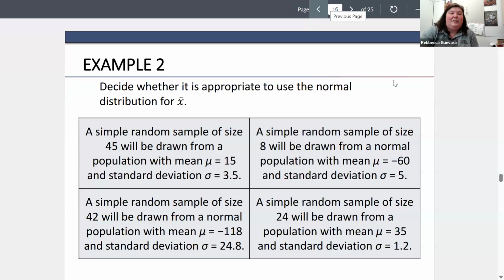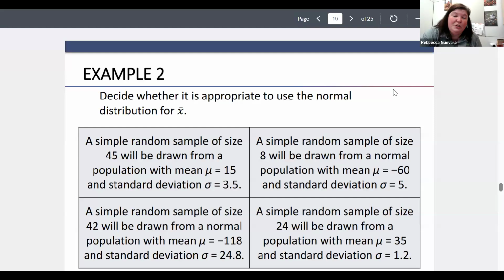All right, so we're going to decide here whether it's appropriate to use the normal distribution for X bar. A simple random sample of 45 is drawn from a population with a mean of 15 and a standard deviation of 3.5. Well, n is greater than 30 because n happens to be 45. That's my sample size. So yes, it is appropriate.